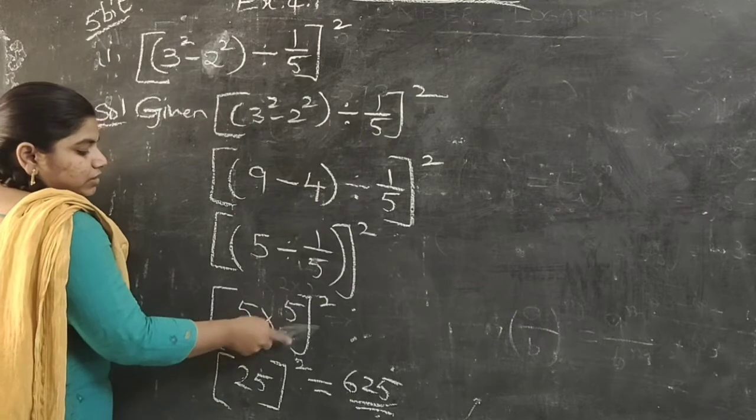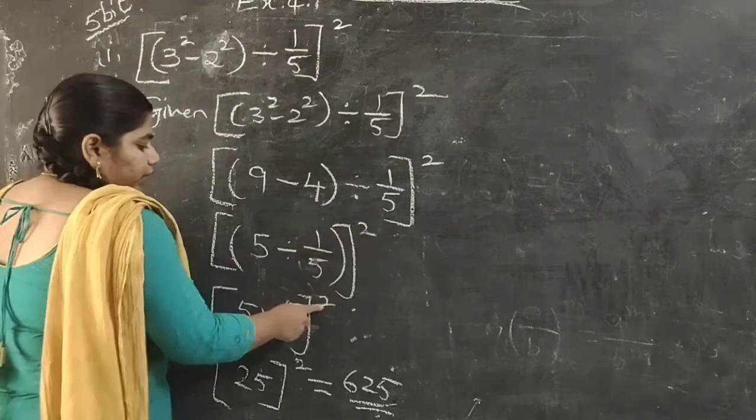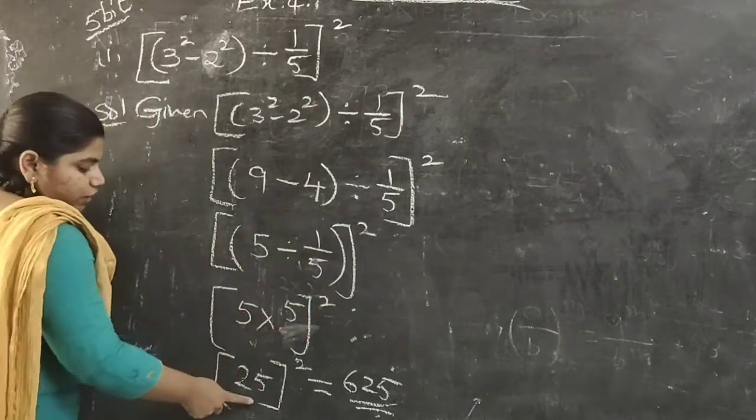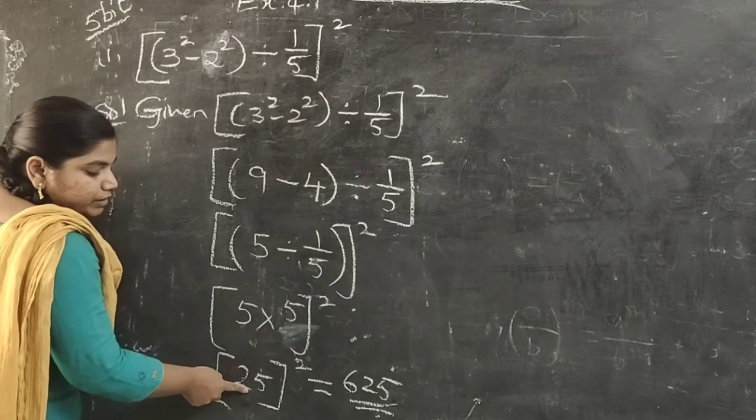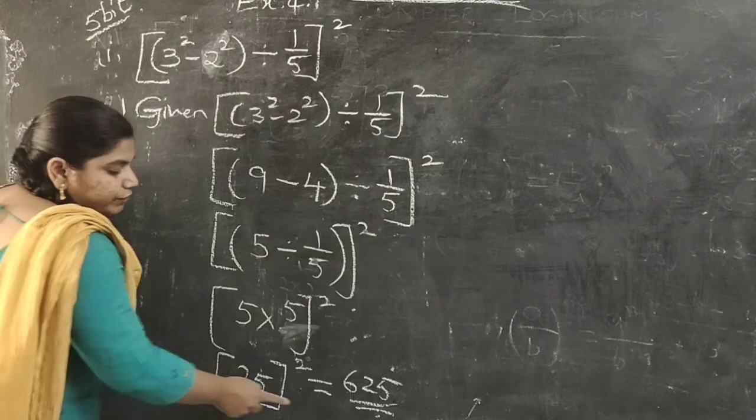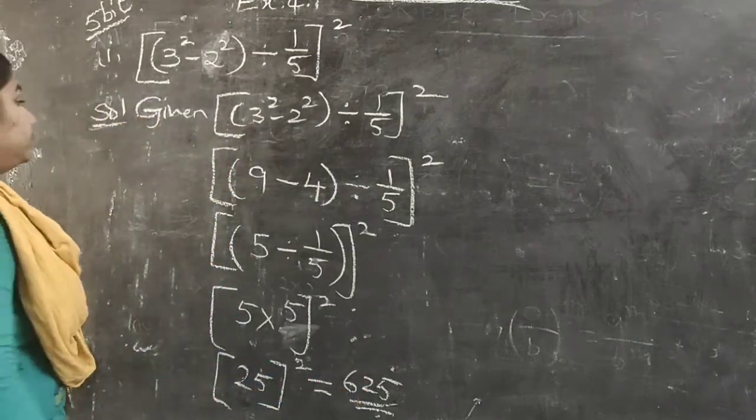5 by 1 is nothing but 5 itself. Whole square I wrote as it is. 5 5s are 25 square. 25 square means 25 you have to multiply 2 times. 25 into 25 will be 625.